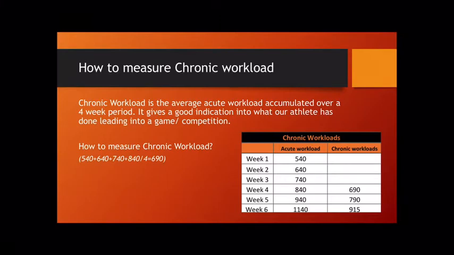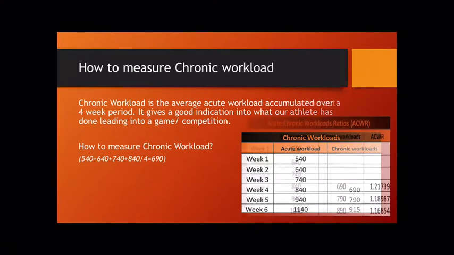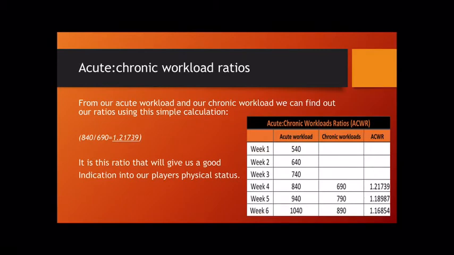Just as you see in the wee calculation down on our left hand side, this is how we measure chronic workload. You add up the week 1, week 2, week 3 and week 4 acute workloads, and then you divide that by 4, which gives us 690. So our first chronic workload on week 4 was 690. Again, we're going to talk more about that in a wee second.